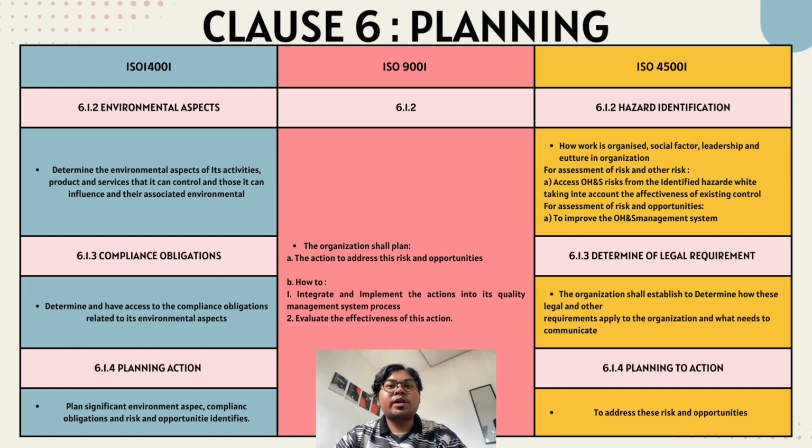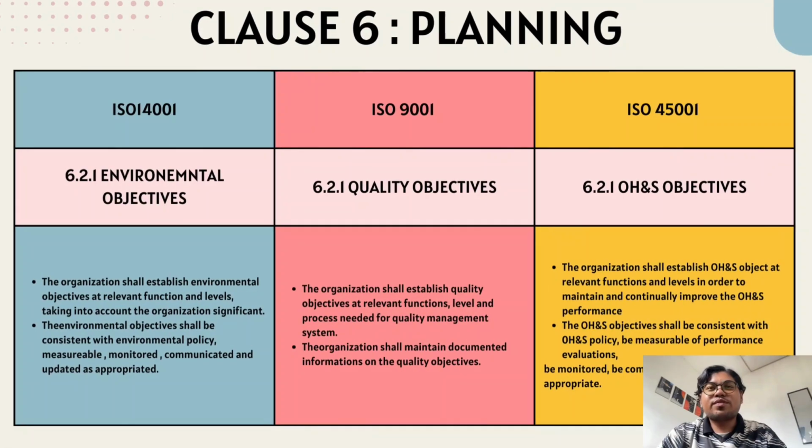Okay, for 6.1.4, ISO 14001 talks about planning action, such as planning for significant environmental aspects, compliance obligations, and risks and opportunities identified. And also ISO 45001, 6.1.4 is talking about planning to take action, such as to address these risks and opportunities.